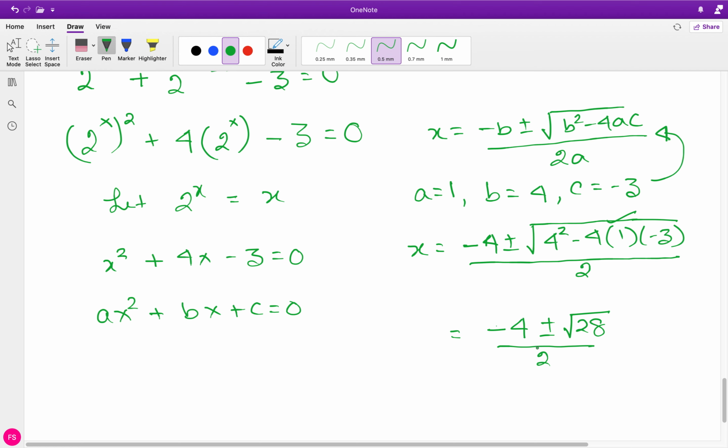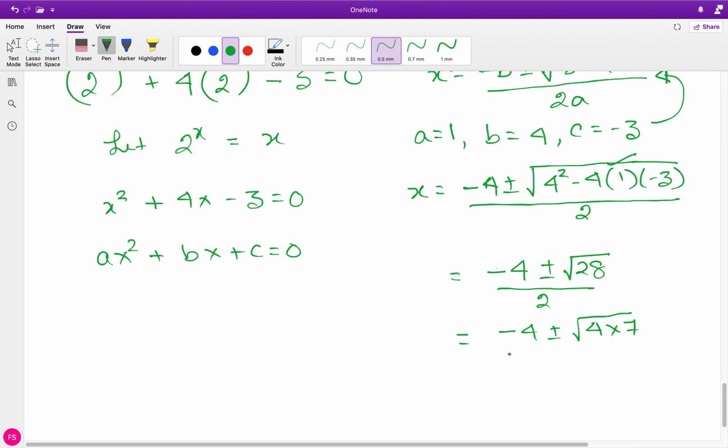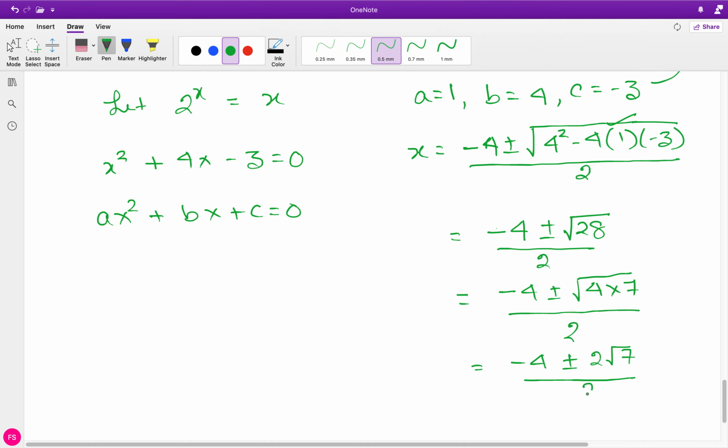Now you can just put it in the calculator and get two values for x. But you can also simplify this equation. You can write 28 as 4 times 7, and 2 is just 2. So you can take out this 4. The square root of 4 is 2. So this side you will have negative 4 plus or minus 2 root 7, over 2. So you can actually simplify, divide all the terms by 2. So you will just have negative 2 plus or minus root 7. Negative 4 divided by 2 is negative 2, and positive 2 over 2 is just 1. So I'm just writing the square root of 7.